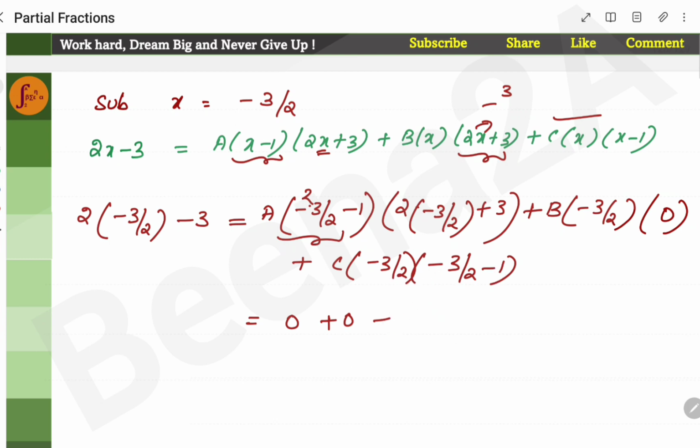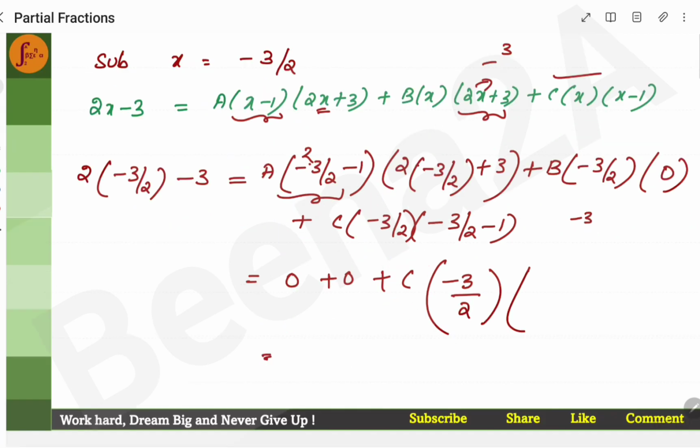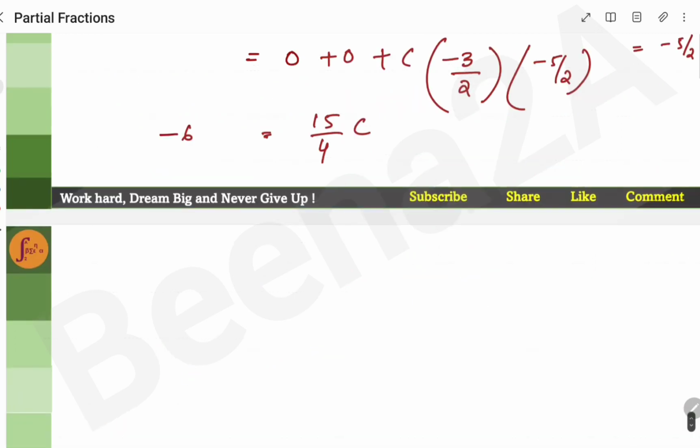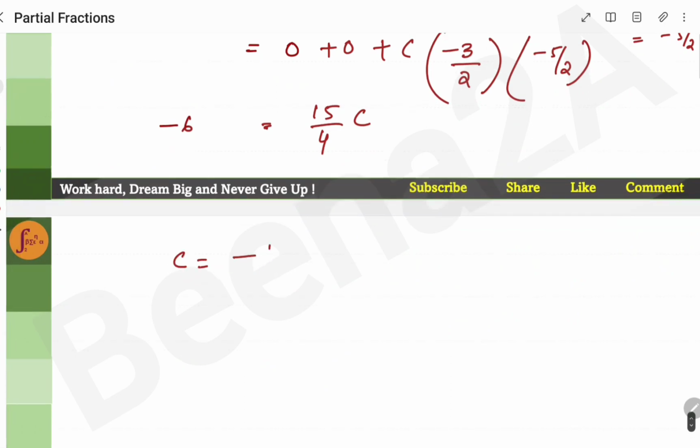I'll only have the c value, which is minus 3 by 2 minus 1. I'll take LCM as 2. So it will be minus 3. I have to multiply this denominator 1 with 2 to get this LCM, so I multiply the numerator: minus 1 into 2 is minus 2. I get minus 5 by 2. So I'll get minus 15 by 4 is equal to, here 2 and 2 will get cancelled, minus 3, I'll get minus 6. So c is equal to minus 6.